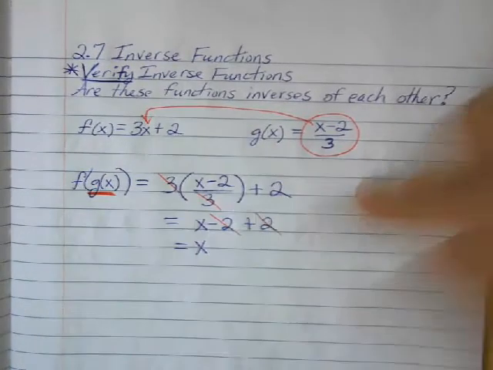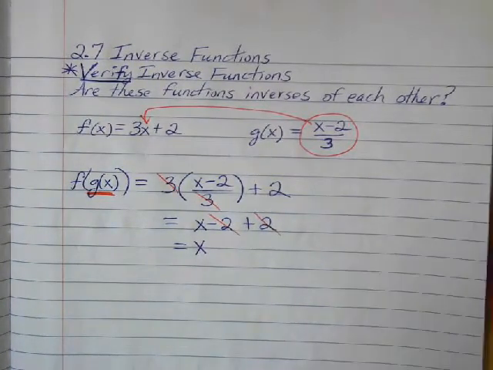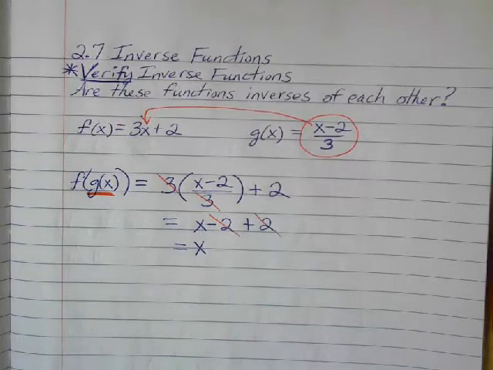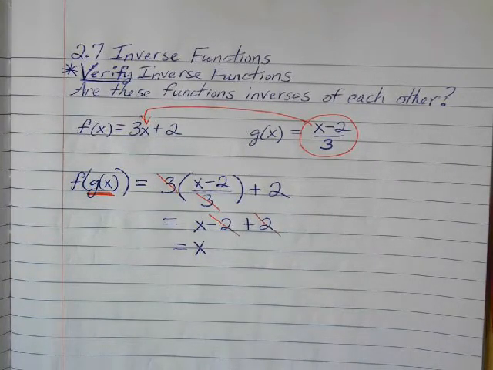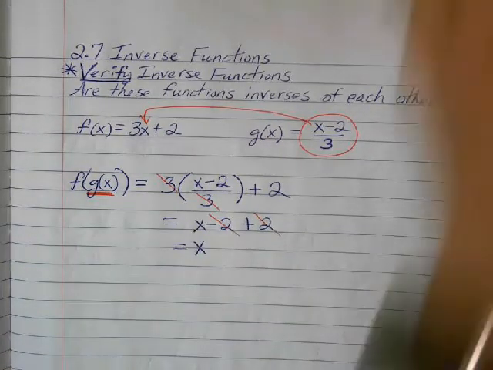Then you have to do it the other way. You have to plug the f of x function into the other one and check that one. And if it comes out also to x, then they are inverses of each other. You just check it. So now we do it the other way.